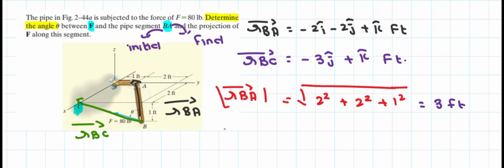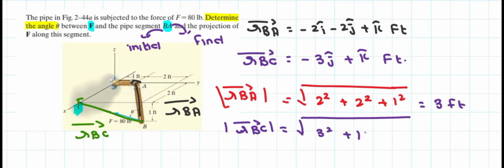Similarly, the magnitude of RBC is equal to under root x square plus y square plus z square. There is no value of x present in RBC. It is nothing but 3 square plus 1 square, because that is 1. So the magnitude of RBC is 3.16 foot. Now we are going to find out the angle between the F vector and the pipe segment BA.